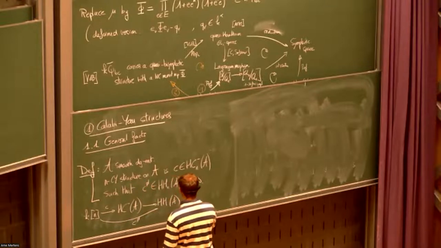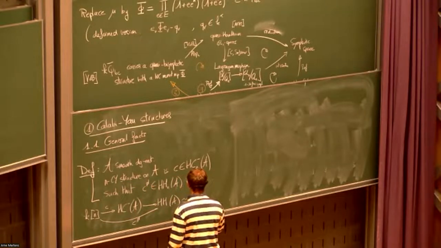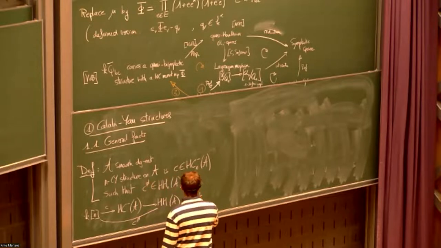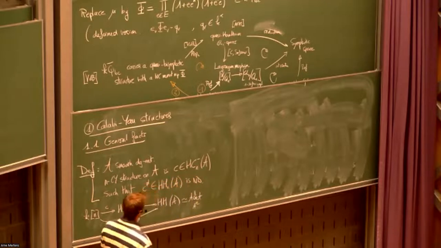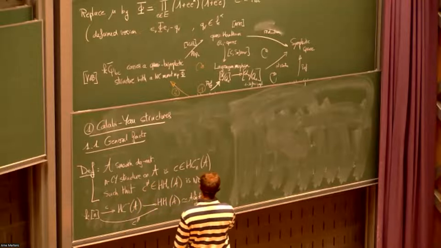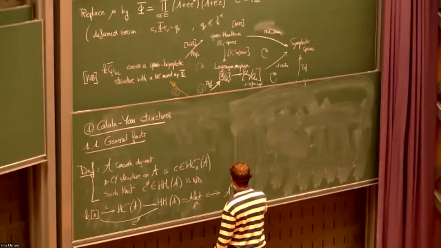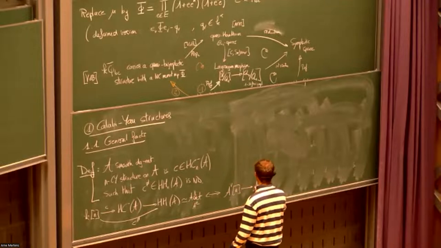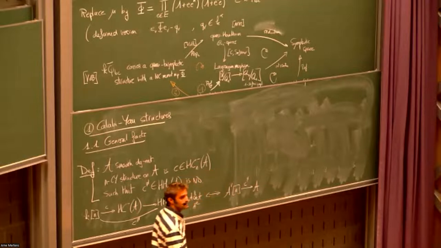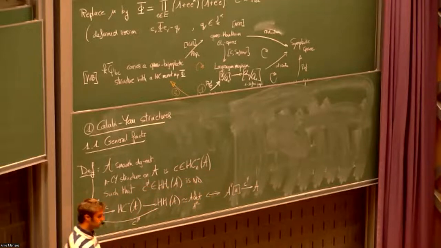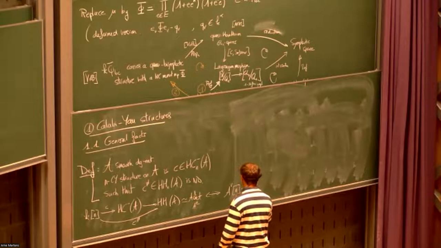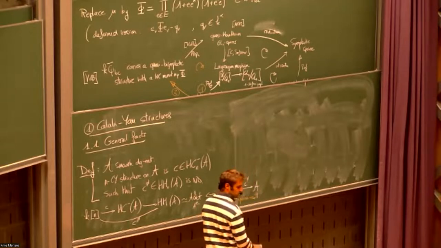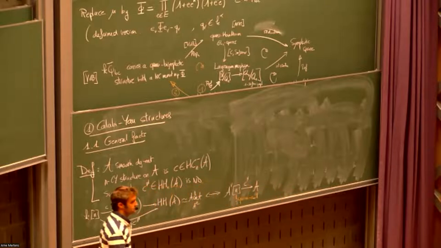But the Hochschild homology is nothing but the derived tensor product of A with itself over A^e, where A^e is A tensor A op. But it turns out that because A is dualizable as an A bimodule, an element in here is just the same as a map from the dualizing bimodule shifted by n to A. And the non-degeneracy condition requests that this map must be an equivalence, or a quasi-isomorphism. That's what the non-degeneracy condition is asking for.